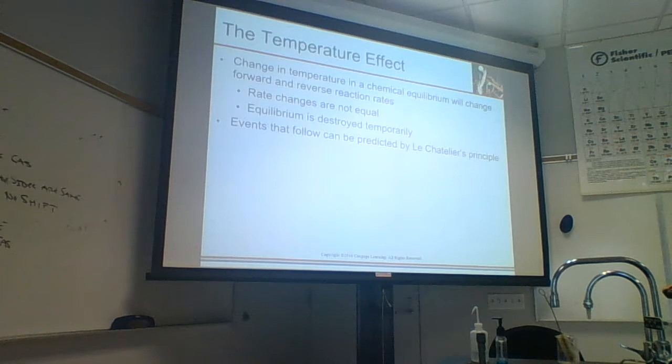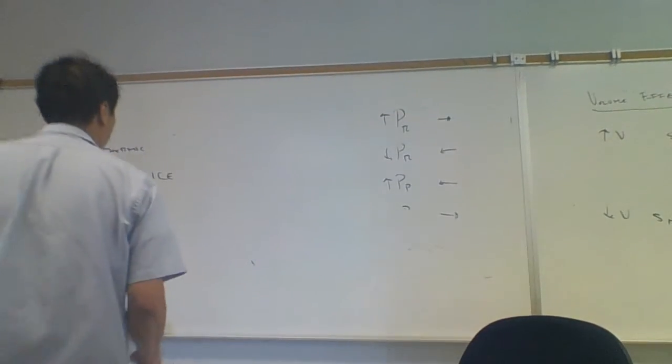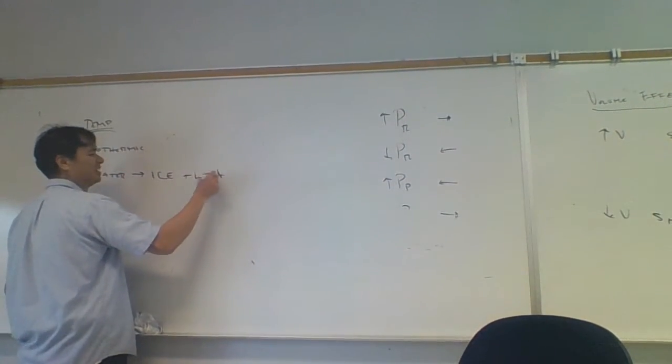Temperature. The temperature is tricky, but the way we can think of it is this. For exothermic, like this, like water goes to ice. In order for water to go to ice, do you have to add heat or do you have to remove heat? We have to remove heat. How do we remove heat? Well, we have a freezer. The freezer is going to take the heat out.